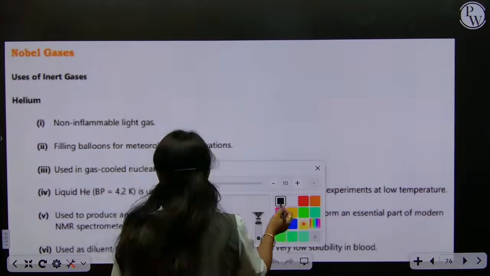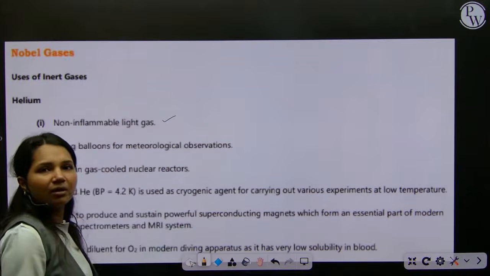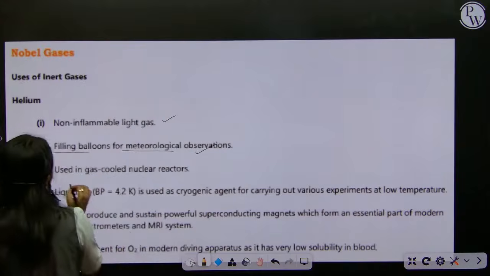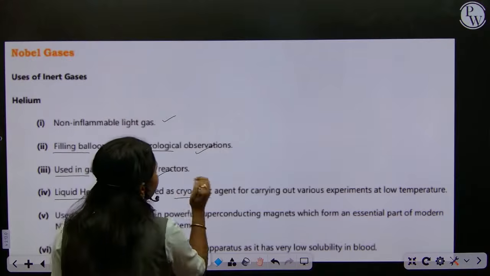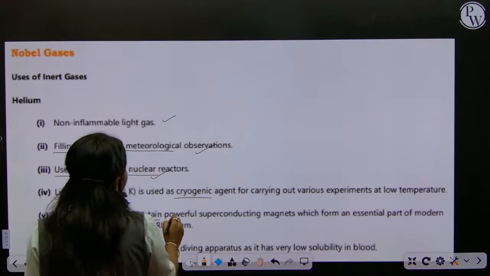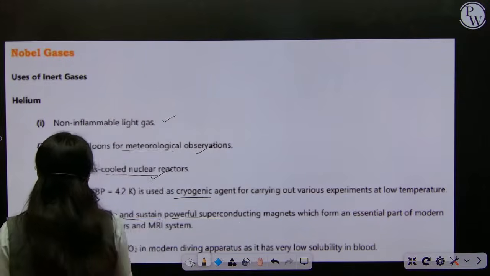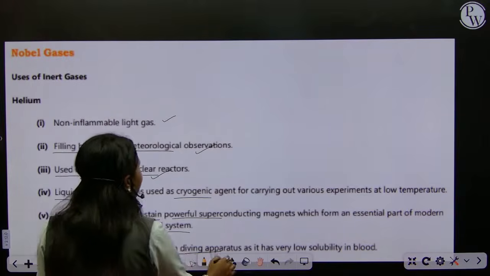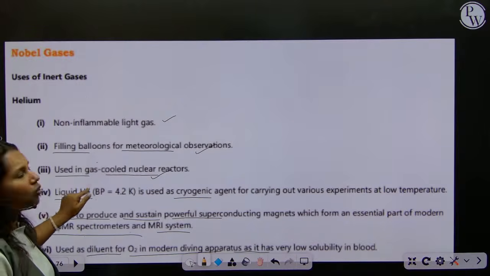What are the uses of noble gases? They are non-inflammable. They don't catch fire. Filling balloons for meteorological observation. Used in gas-cooled nuclear reactors. Liquid helium is used as a cryogenic agent for carrying out various experiments at low temperature. Used to produce and sustain powerful superconducting magnets, which form an essential part of modern NMR spectroscopy and MRI. Used as a diluent for O2 in modern diving apparatus, as it has very low solubility in blood. So these are the uses of noble gases.